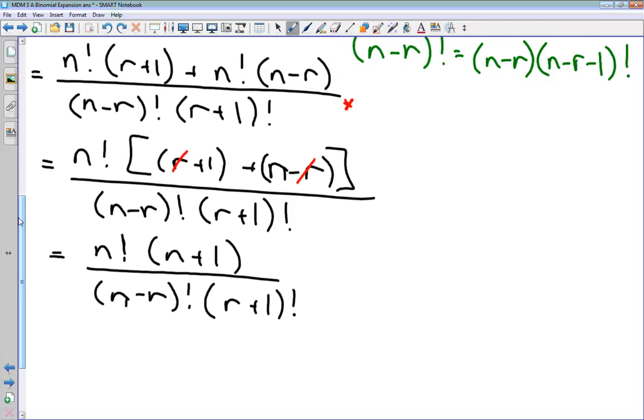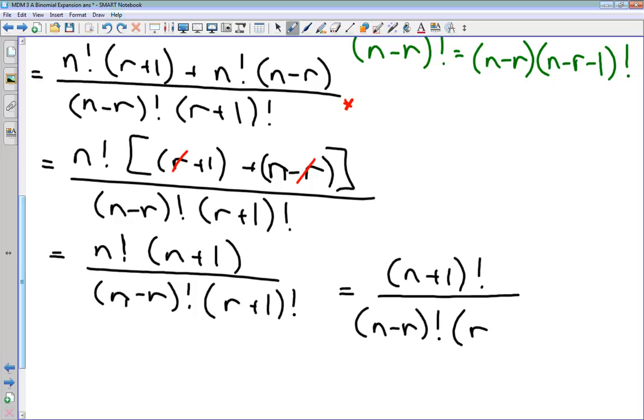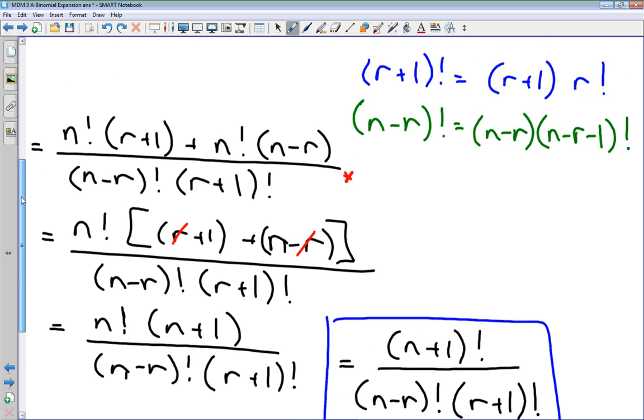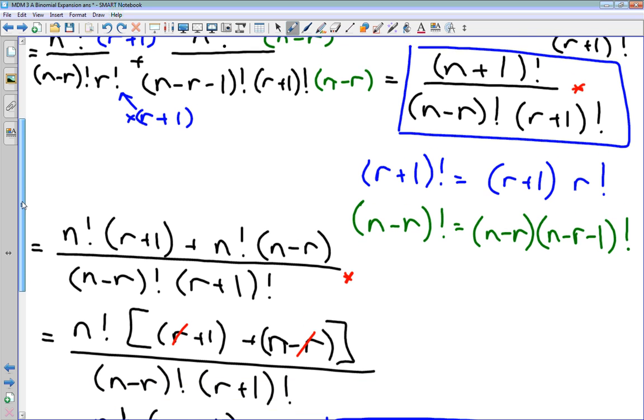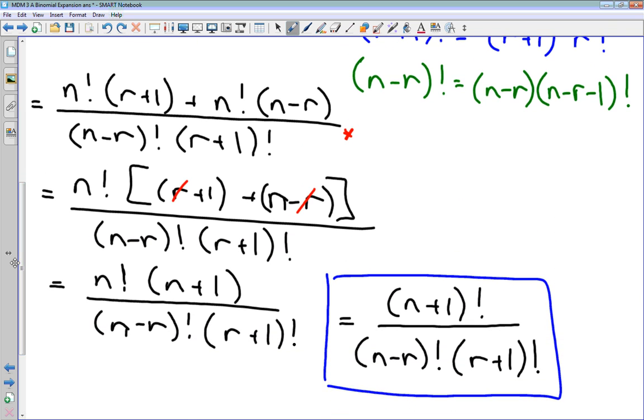What do we get when we multiply n factorial by n plus 1? We get n plus 1 factorial. So n plus 1 factorial over n minus r factorial times r plus 1 factorial, which lo and behold is exactly what we had on our right-hand side. And that's our proof.